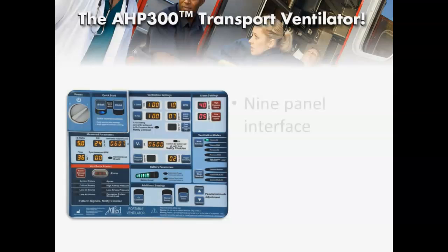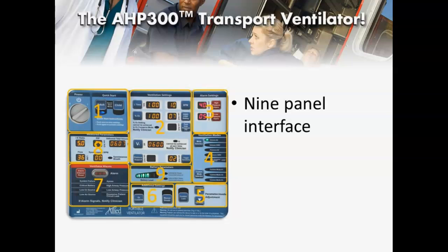Breaking this down further, there are 9 sections that make up the ventilator interface. We will now take you through each individual panel.